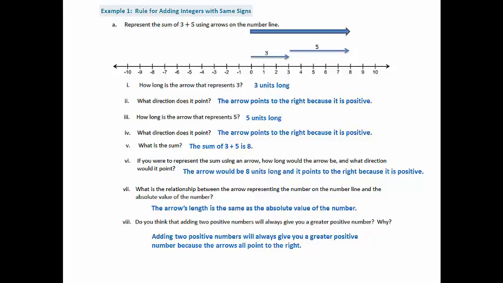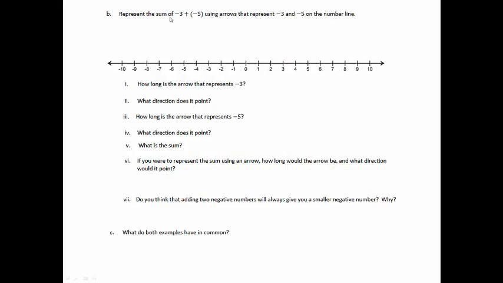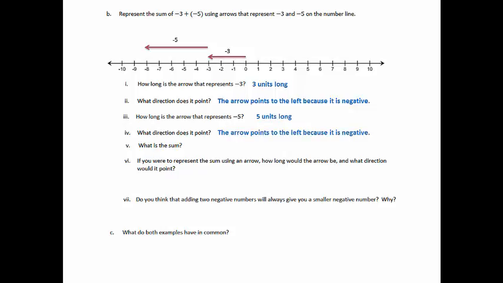Let's take a look at another example, but this time we're going to add two negative numbers. We're going to represent the sum of -3 and -5 using arrows that represent -3 and -5 on the number line. Here's our arrow for -3, and here's our arrow for -5. The arrow that represents -3 is 3 units long, and it points to the left because -3 is negative. The arrow that represents -5 is 5 units long and also points to the left because -5 is a negative number.